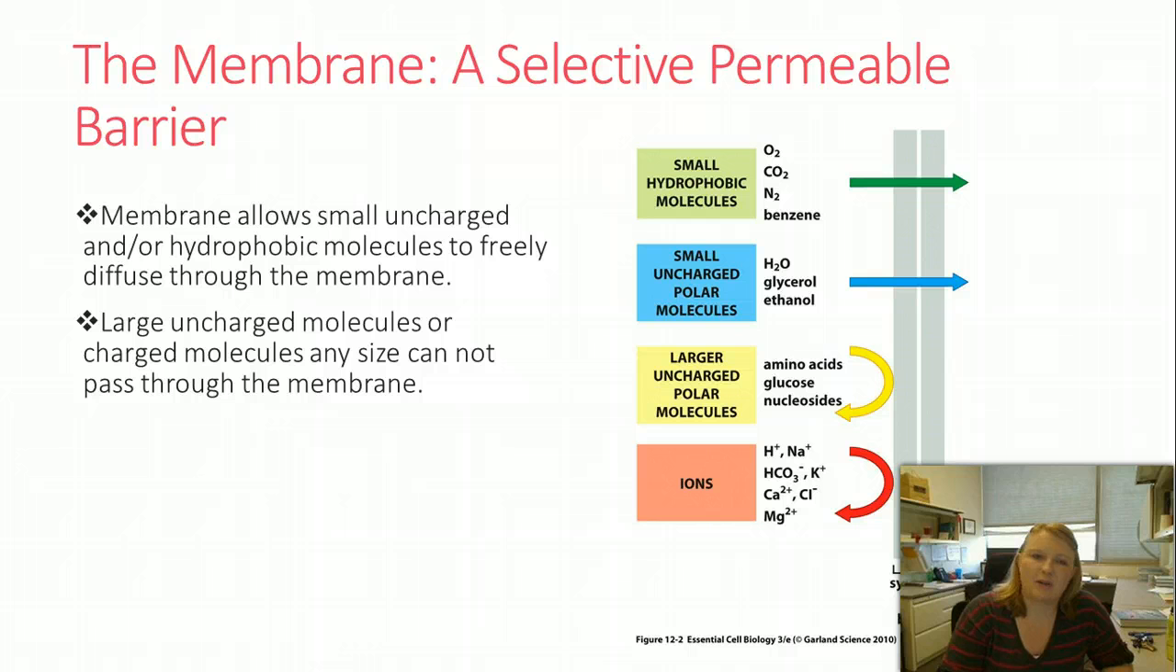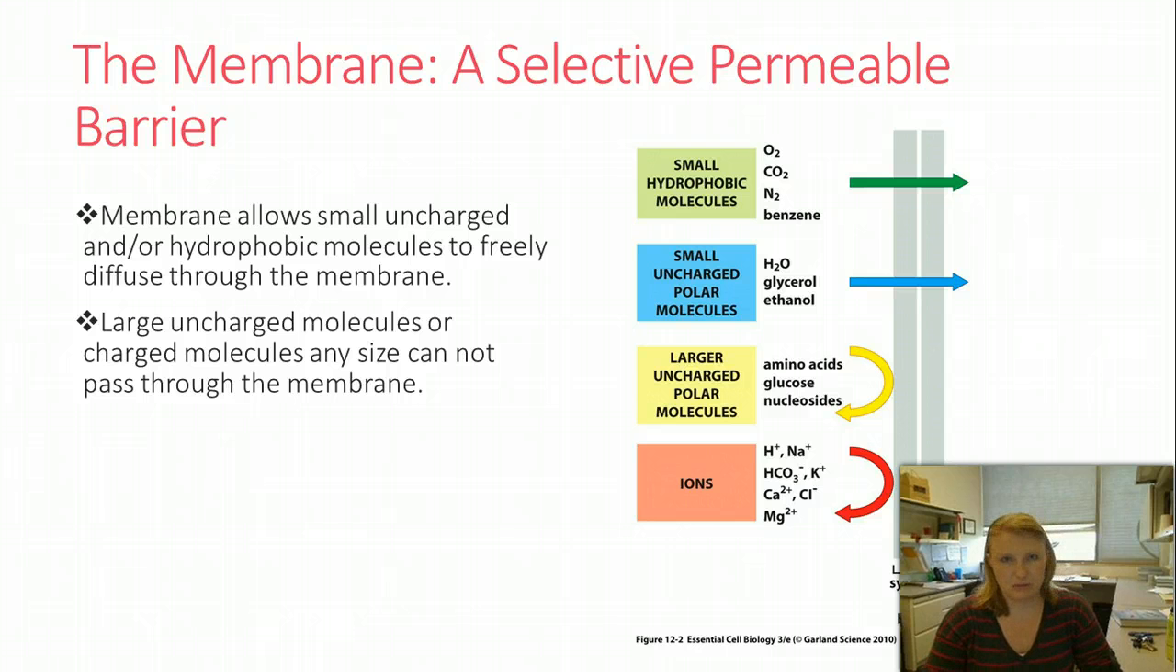So that membrane, we keep talking about it, it's a selectively permeable barrier. So it lets some things pass through easily and it stops other things from passing through. Small hydrophobic molecules pass through easily: water, CO2, N2, benzene, etc. And small uncharged polar molecules also do. So glycerol, ethanol, water, etc. But anything that gets bigger has to be transported across the membrane. The same goes for anything that's charged.